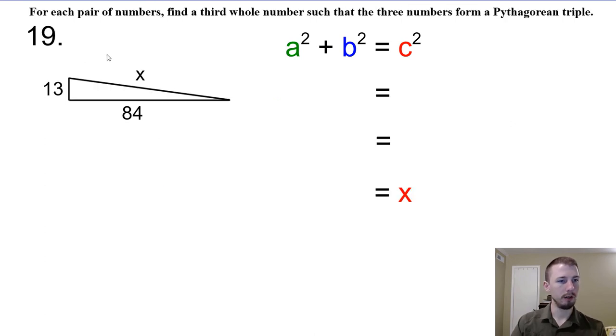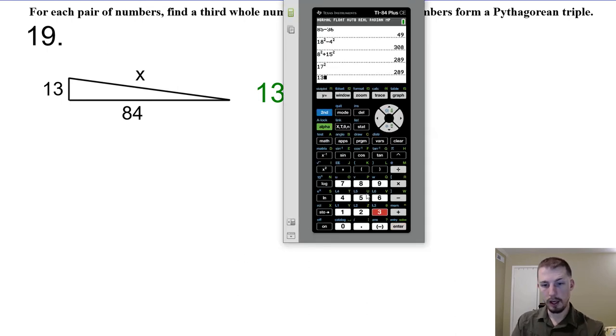All right, 19. For each pair of numbers, find the third whole number for each of the 3 numbers that form a Pythagorean triple. I went ahead and gave you the diagram to make it a little bit easier. If it's a Pythagorean triple, then we know it must be a right triangle, so we can use the Pythagorean theorem. We're going to do 13 squared plus 84 squared, and that's going to be equal to x squared. We're just going to plug it right in the calculator. So we have 13 squared plus 84 squared.